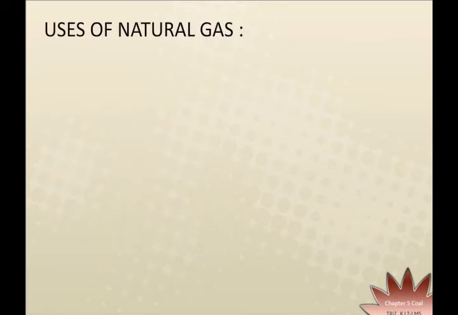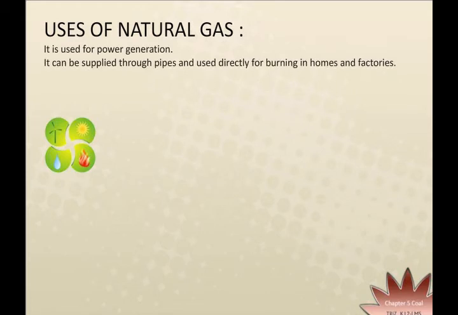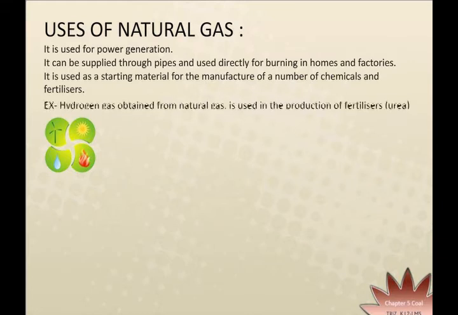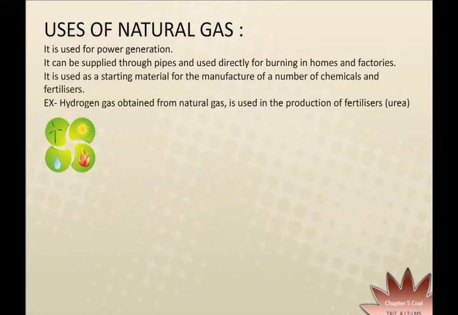Uses of natural gas. It is used for power generation. It can be supplied through pipes and used directly for burning in homes and factories. It is used as a starting material for the manufacture of a number of chemicals and fertilizers. Example, hydrogen gas obtained from natural gas is used in the production of fertilizers or urea.